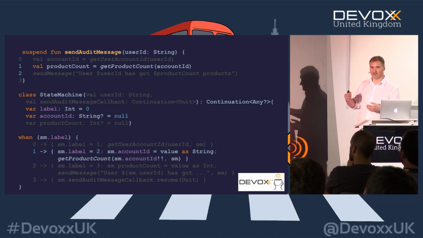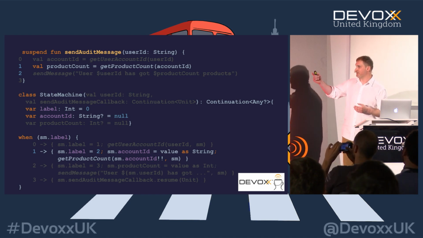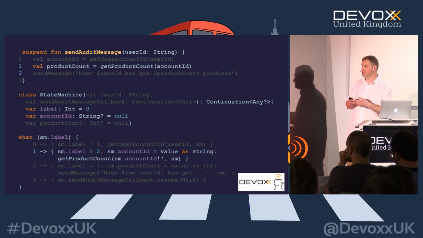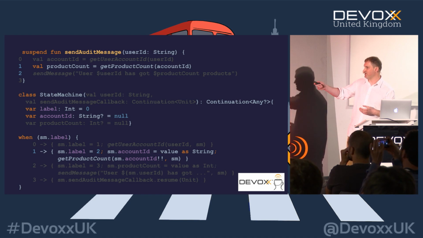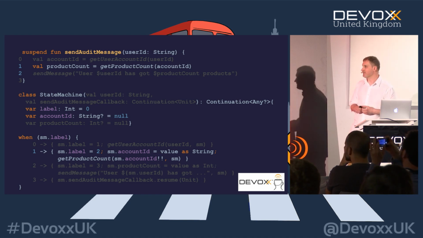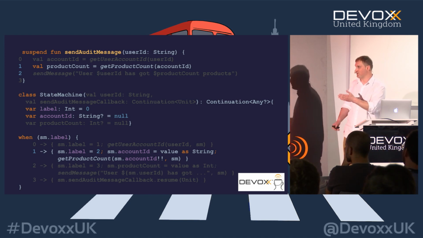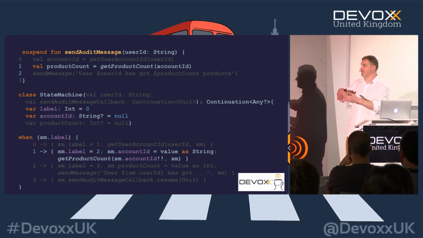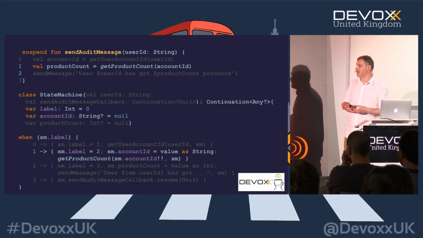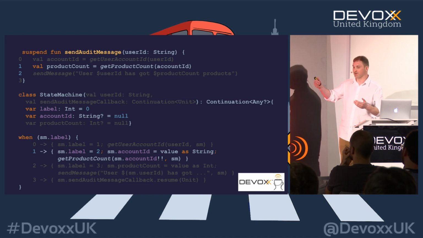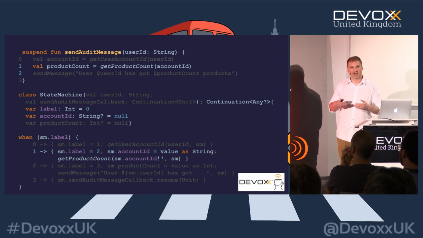So let's go to the next step. So we set the label to 1. The getUserAccountID function called the resume to return the value. The value is stored in the value parameter. So we check the value of label. Now it's 1 because we set it to 1. So we set it to 2 because the next time the suspending function will resume, it will be in the next line. We store the value that was passed to us from the getUserAccountID function in the field of our state machine, in the account ID field. And then we proceed further.